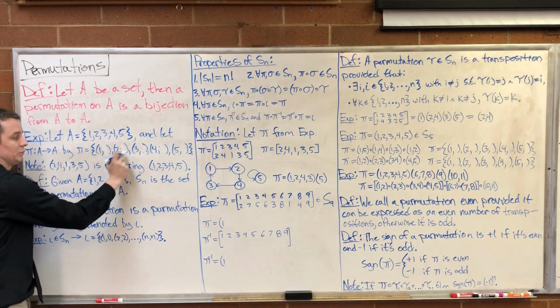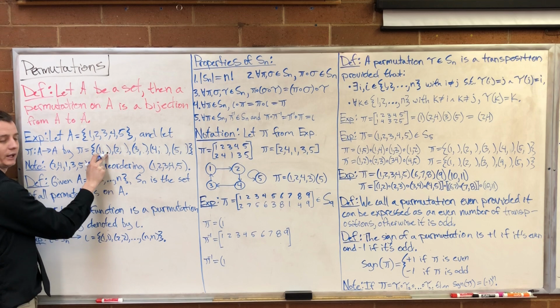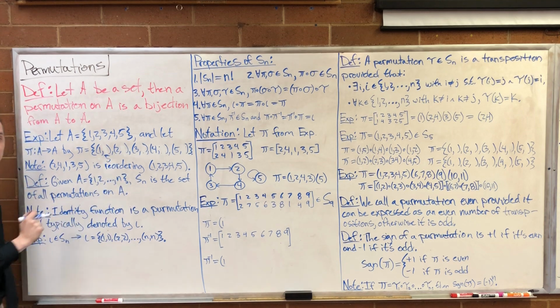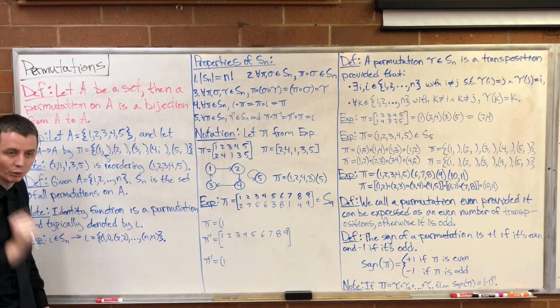So I need to map 1 to something, 2 to something, 3 to something, 4 to something, 5 to something. How many options do I have for what I can map 1 with? 5. I have 5 options. How many options do I have for what I can map 2 with? 4. Why don't I have 5? Because you already used 1. Because I can't repeat. If I repeat, it's no longer 1 to 1.